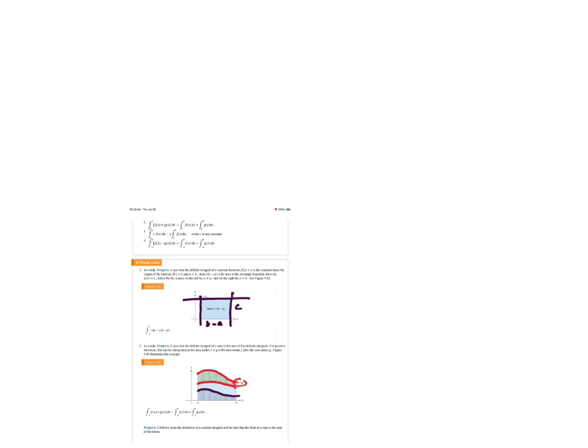Okay. Looking at number 3, it says c times f of x, the integral of a constant times a function. We have pulled that constant to the front, and then we've just integrated what was left.